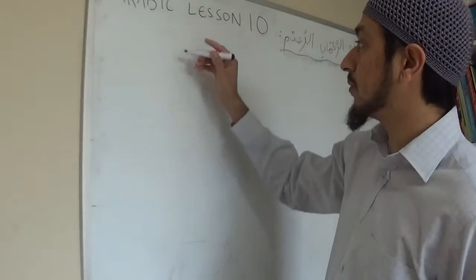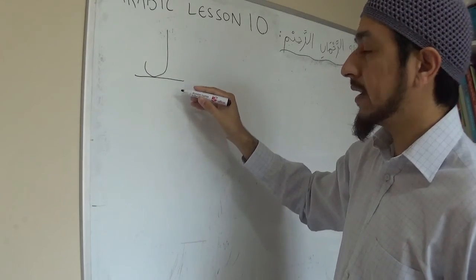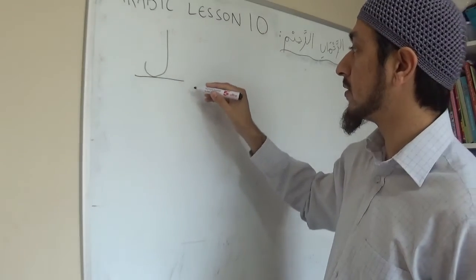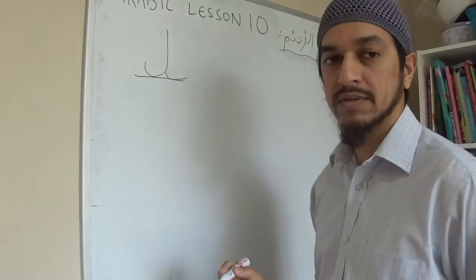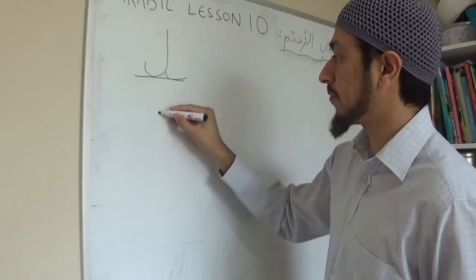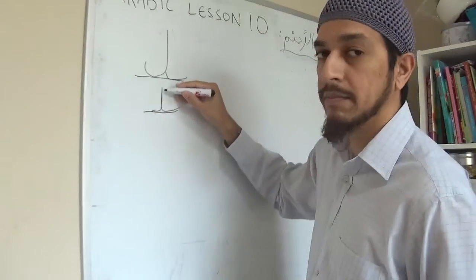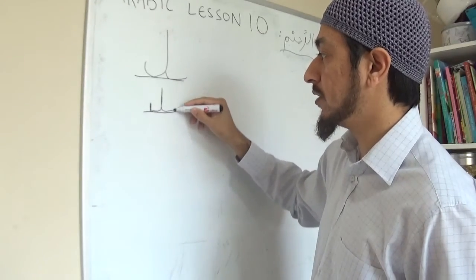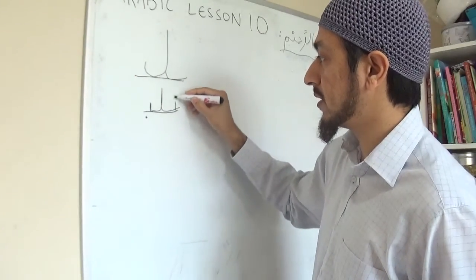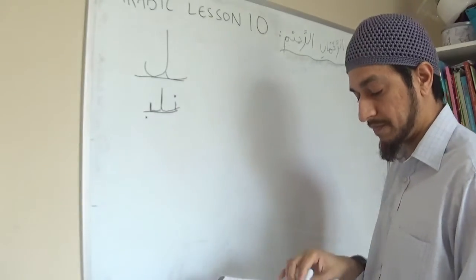And this time lam on the line, and lam is more or less an easy one. When it joins, it'll more or less be the same, right? As long as you make it long enough so it differentiates from a ba, which will be halfway, or a noon, which will be halfway. So the lam has to be differentiated by being a bit longer.